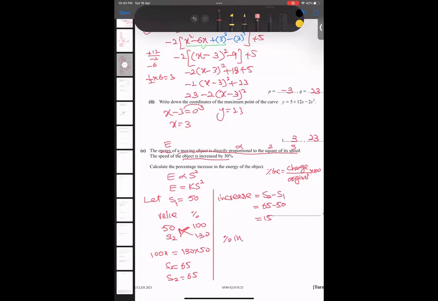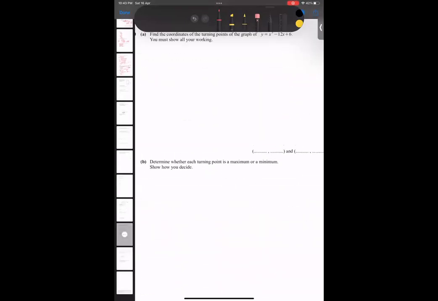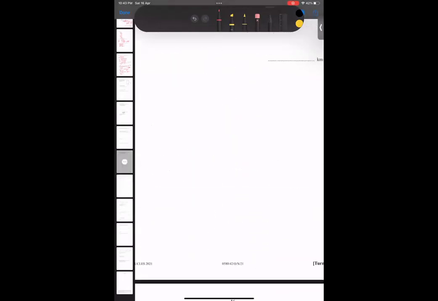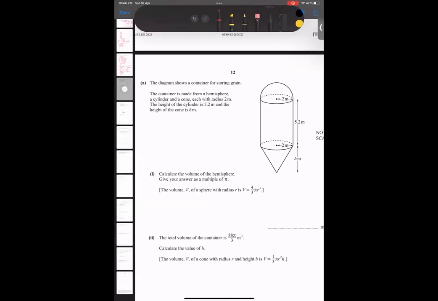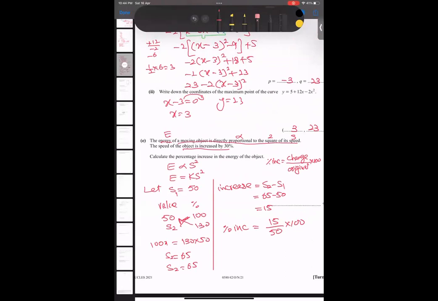So percentage increase is change or increase 15. Original, what is original? Original 50, and 50 and divide, into 100. So let's type it. Wait a minute. Sorry, I just lost. Okay, wait a minute. Yeah. So it is coming what? 15 into 100 divided by 50. And I get here. So let's check again. 30%. And this answer, wait a minute, let me check again.